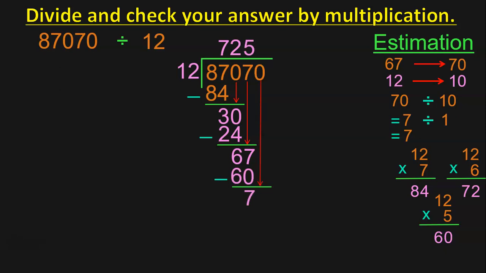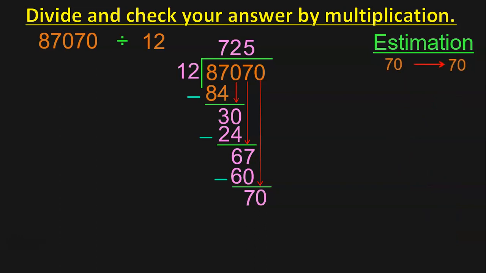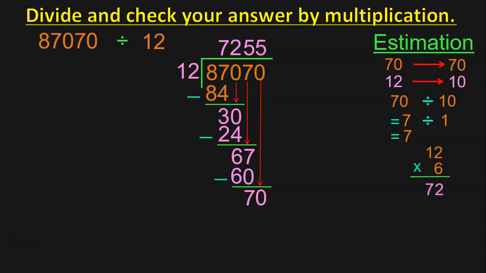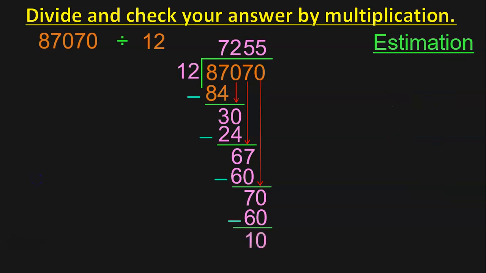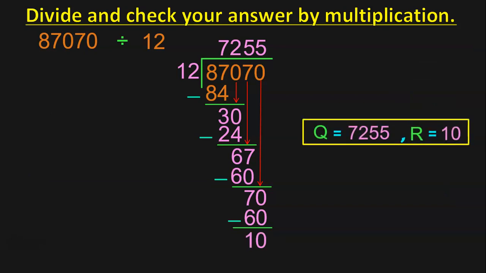Take and write down the next digit 0 near the remainder. So we'll have to do 70 divided by 12 now. 70 is a base number. So 12 rounding off to the nearest tens is 10. 70 divided by 10 will give you 7. 12 sixes are 72, which is bigger than 70, so you take 12 fives are 60. So we will go with the quotient to be 5. So 12 fives are 60 and you get the balance to be 10. We cannot do any further division. So the quotient is 7,255 and remainder is 10.